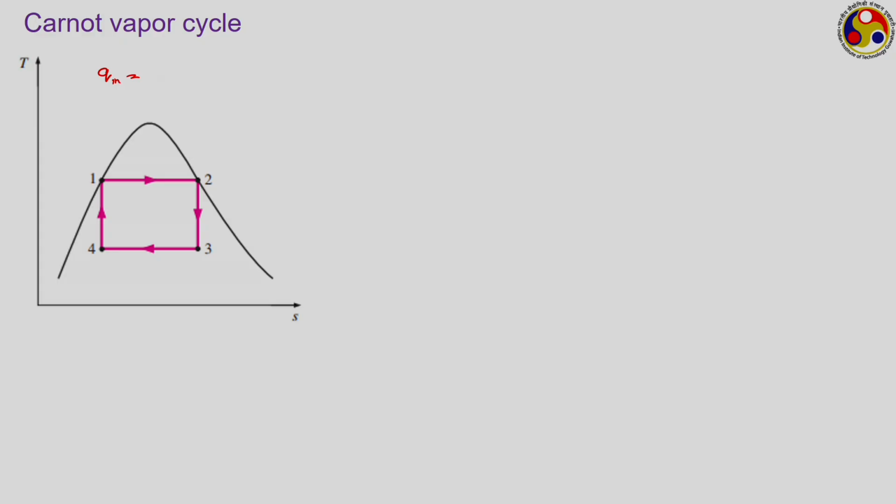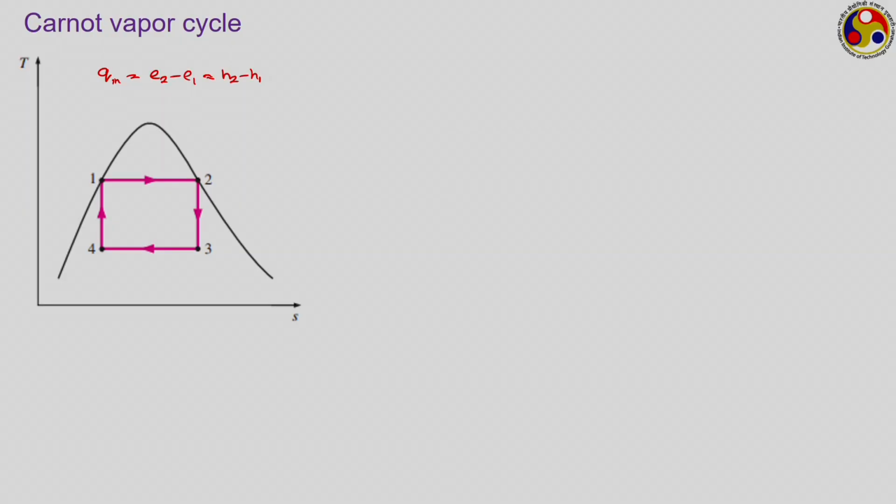Then if we neglect the energy, we can write this to be equal to E2 minus E1, assuming there is no work transfer associated with this. If the changes in kinetic and potential energies are neglected, then this E2 minus E1 can be written as H2 minus H1, the change in enthalpy, because you know that E is a summation of enthalpy plus kinetic energy plus potential energy for a flowing fluid. And if the changes in kinetic and potential energies are negligible, which is a very good assumption to consider, then it gives H2 minus H1.